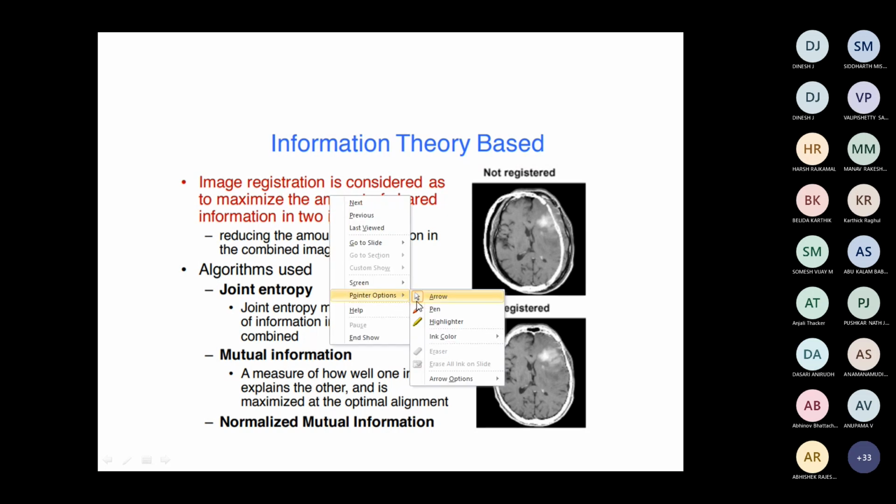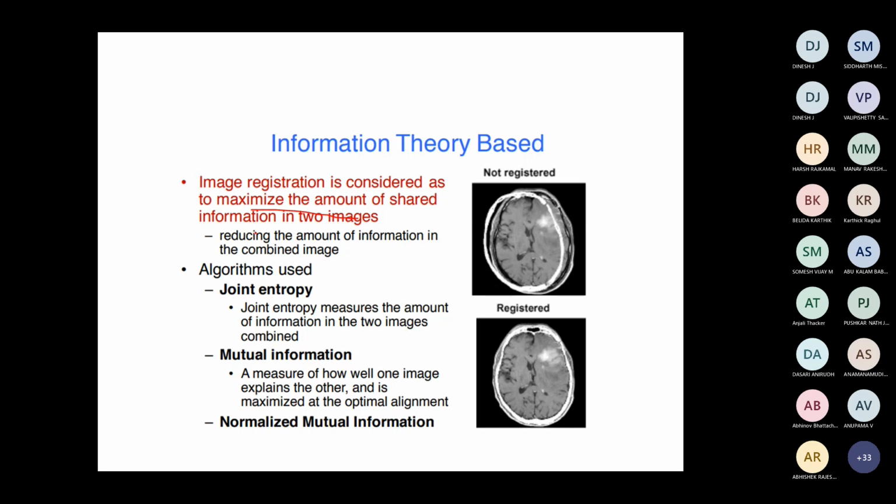So here image registration is considered as maximizing the amount of shared information between two images. It is to reduce the amount of information in the combined image. The algorithms used are joint entropy, which measures the amount of information in the two images, and mutual information, a measure of how well one image explains the other, and it is maximized at the optimal point. So here we have to consider the information in both the images, and how one image has the information related to the other, that is mutual information.